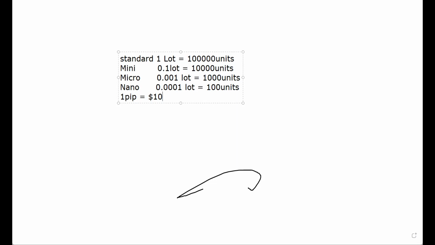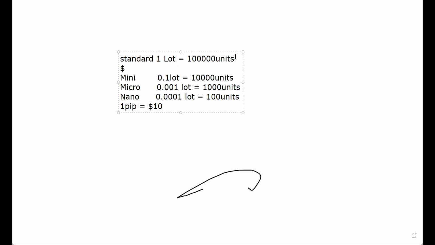Similarly, if you use a lot size of 0.1, you are going to make $1. If you use a micro lot size of 0.001, you are going to make 1 cent. Are you guys getting it? So let's say that with this pip value, if price moves in your direction 1 pip, you are going to make $1. That's $10. We are taking the value to be what?